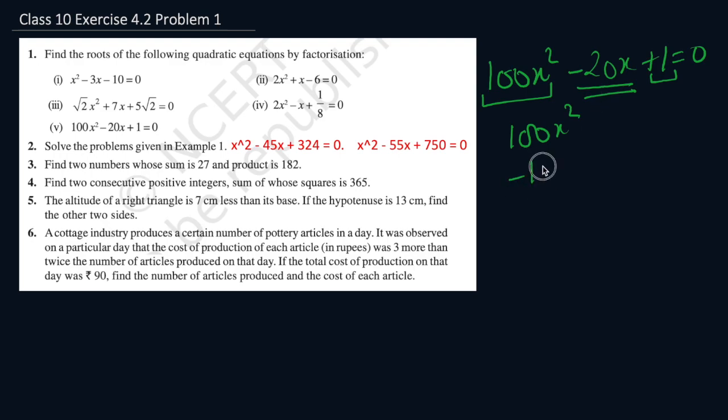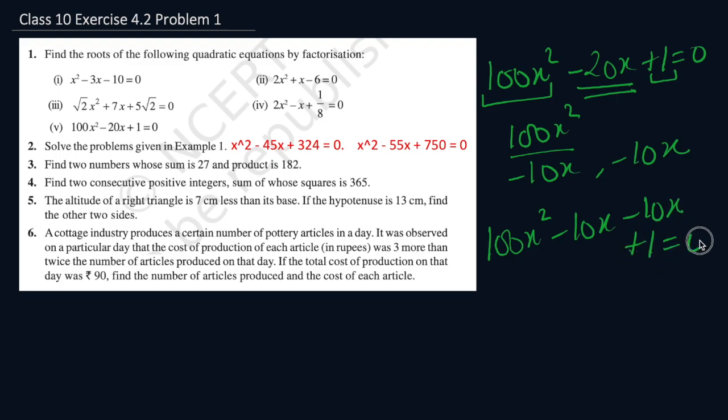So we can split it as minus 10x and minus 10x. Minus 10x multiplied by minus 10x will give us 100x square, and minus 10x added to minus 10x will give us minus 20x. Now we write it as 100x square minus 10x minus 10x plus 1 equals to 0.